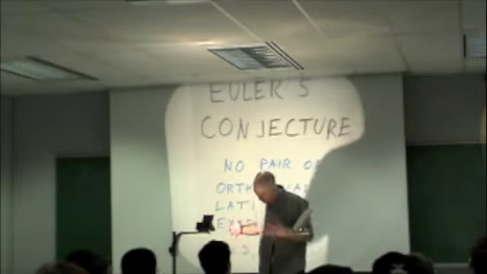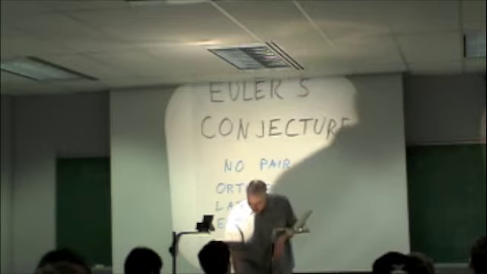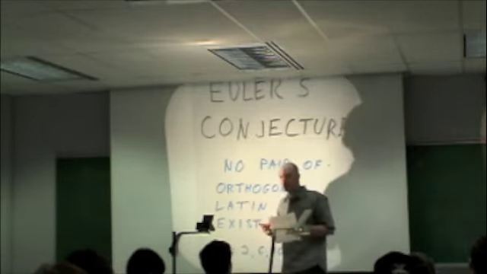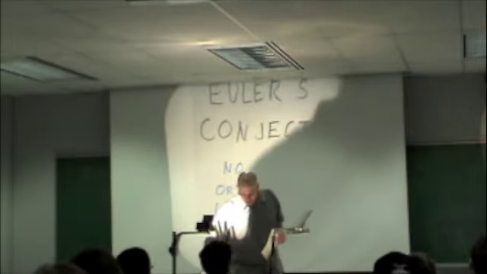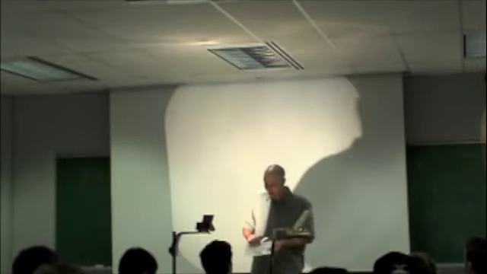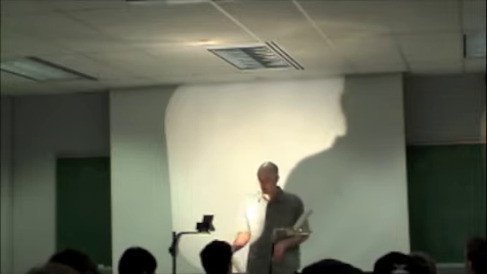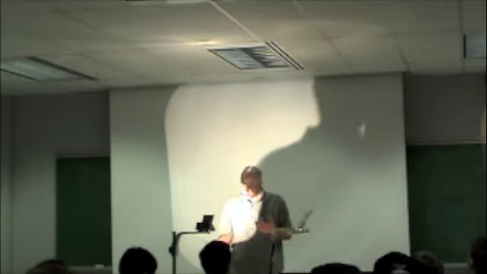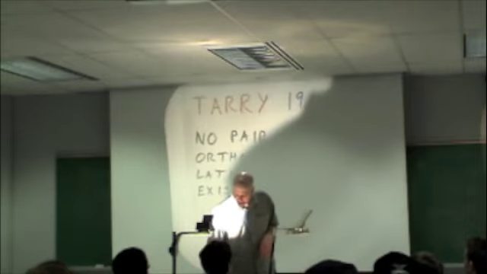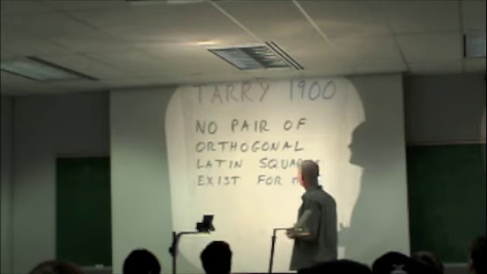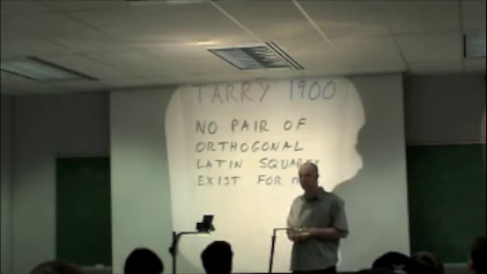And this was early 1800s, and he posed this conjecture, and people worked on it, but there was really no progress for a very, very, very long time. The first result after Euler, hundreds of years later, was Tarry, a French mathematician and school teacher, and in 1900 he showed that 6 could not be done.